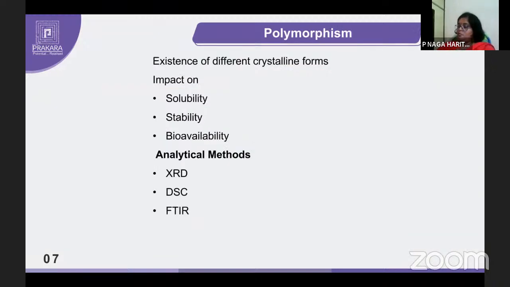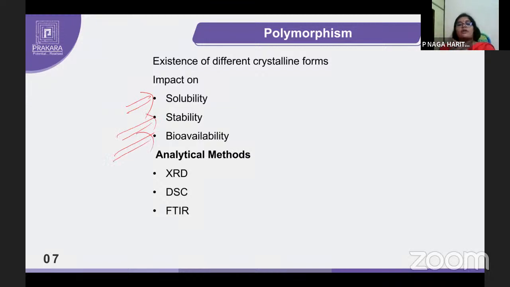Okay. And then moving on, we have polymorphism. As I said, it is the ability of a drug to exist in multiple crystalline forms, and these forms can have different physical as well as chemical properties. These different properties can significantly affect the drug's performance. Polymorphism shows impact on solubility, stability, as well as bioavailability.